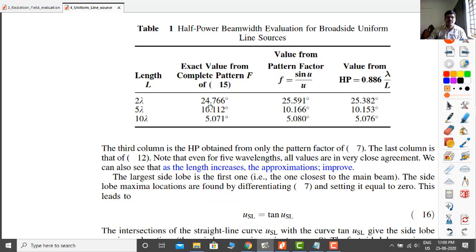Here you see the value is 24.766. If you compute the pattern using this expression, it will be 25.591. If you use the approximate formula we have just derived, the value will be 25.382 degree. For 5 lambda, this is the value 10.11. For 10 lambda, this is the value. Now we can observe that as the length is increased, these values are in close agreement.